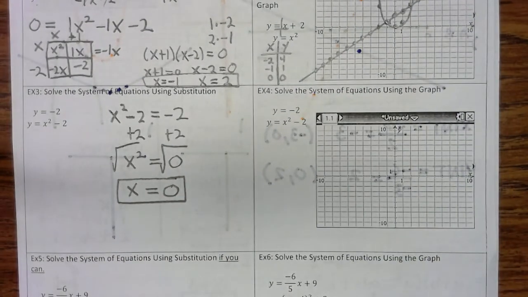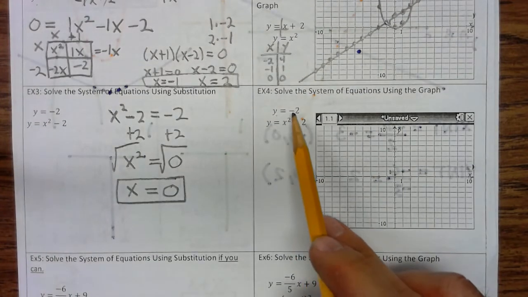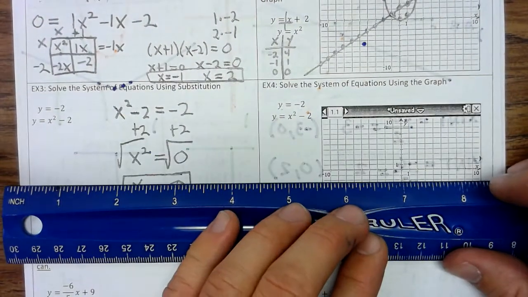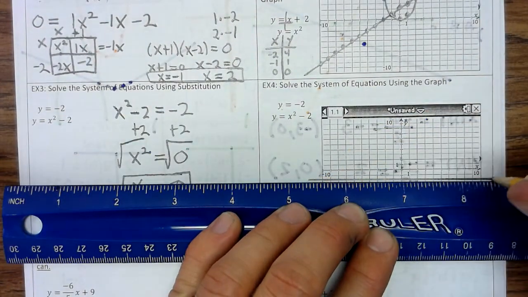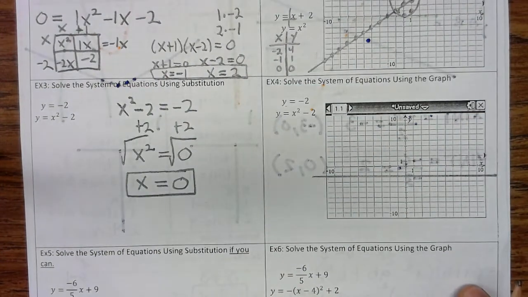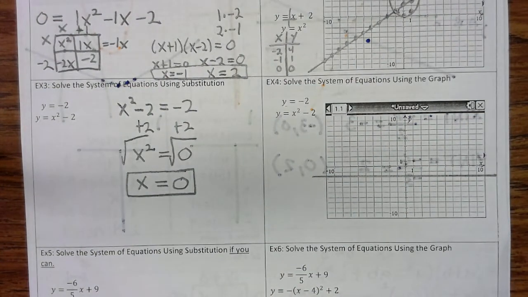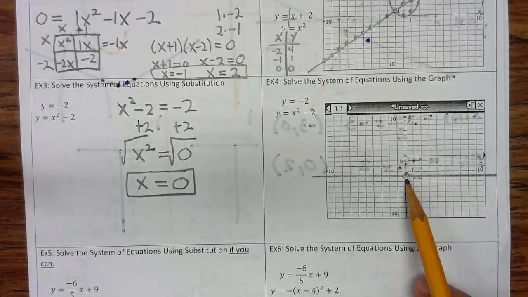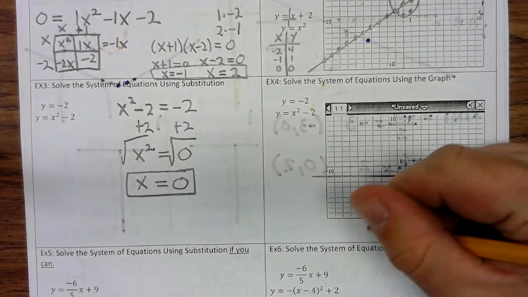All right. Now, you already know the solution to example 4 is going to be 0, but let's see what it looks like when you solve it graphically. Okay. So here, y equals negative 2 is a horizontal line at negative 2. Now, we graph y equals x squared minus 2. So we move our vertex to 0, negative 2, which is already our intersection at 0, negative 2.